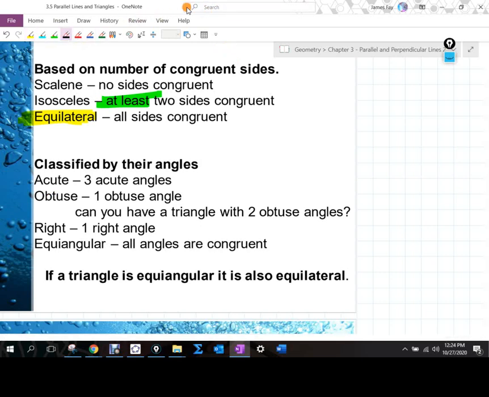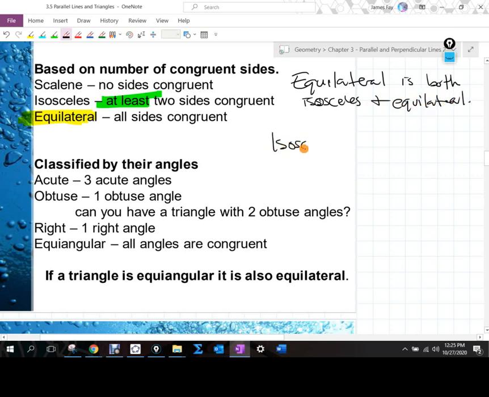An equilateral triangle, and this is a good thing to write down, is both isosceles and equilateral. But an isosceles triangle, we can't say whether it's both. Does that make sense? We don't know. Because when I say isosceles, the bare minimum is that 2 sides are congruent. I'm not saying that I've got that third one yet. Does that make sense to everybody?